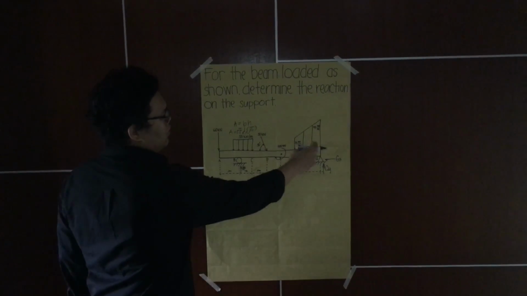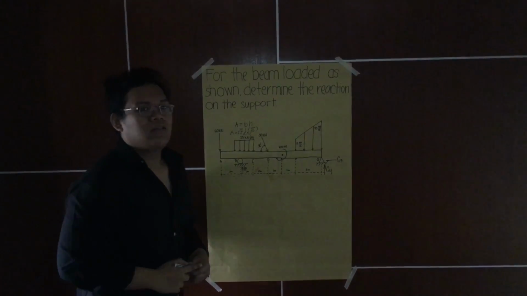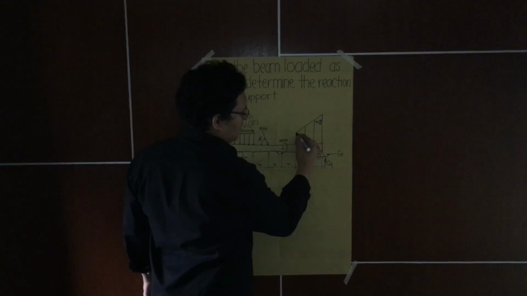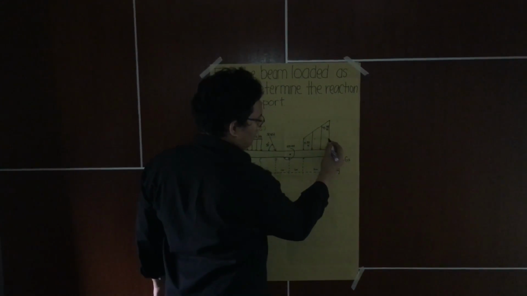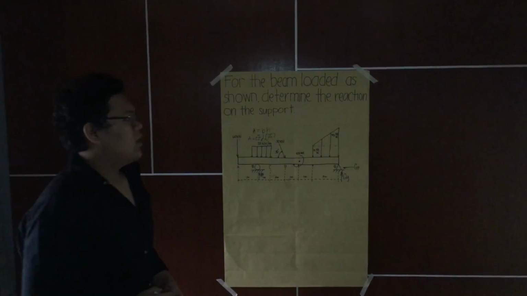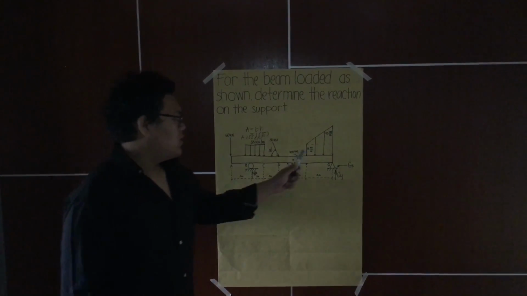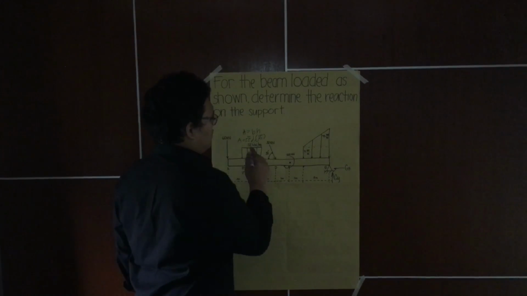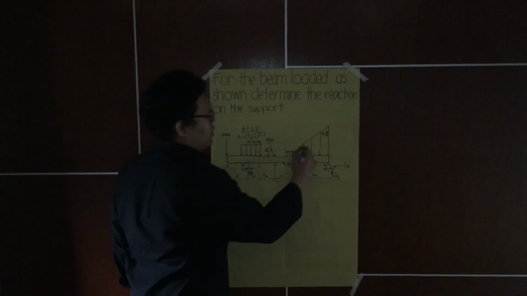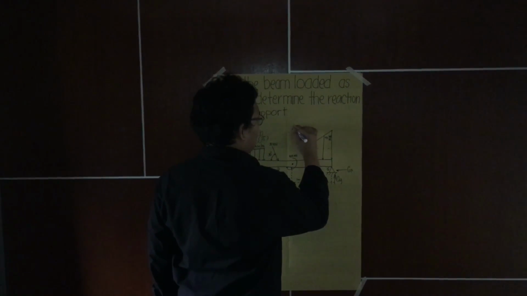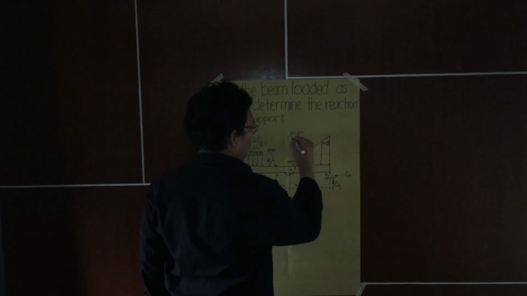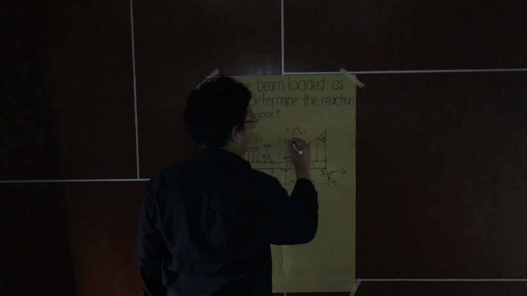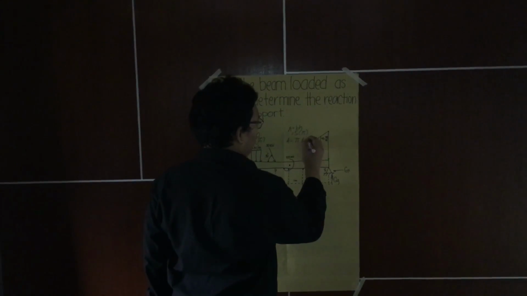While on this other shape, we can see that we have two different types of shape: the first one is the rectangle, and the second one is the triangle. In this rectangle, we also need to determine the force, also using the area, base times height, which is 5 times 15, giving us an area of 75 kilonewtons.